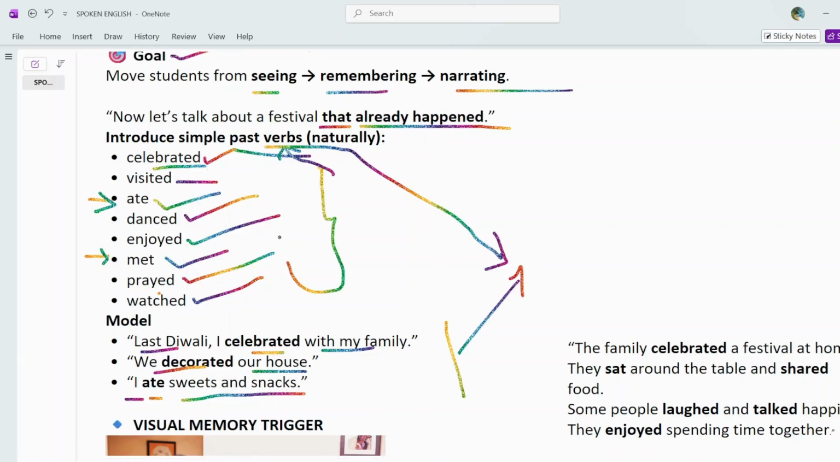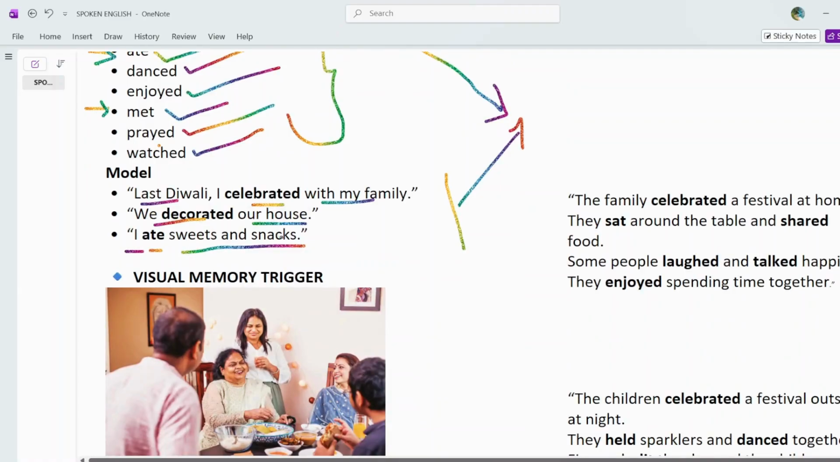Now, notice something important here. I'm not using big grammar words. I'm only changing the verb. Celebrate changes to celebrated. Decorate changes to decorated. Eat changes to ate. This is pretty much what I'm saying about using simple words rather than going really complicated when you're using English as your language. This is how real English works in life. It's not all about complications always.